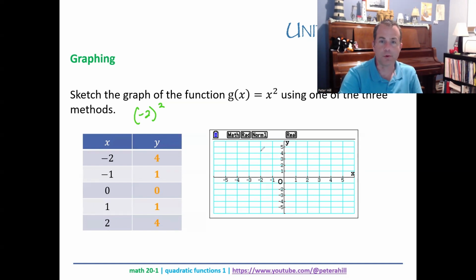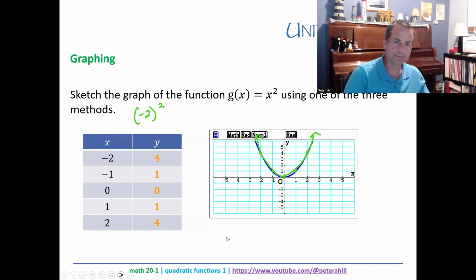I've got -2, 4. I've got -1, 1, 0, 1, 1, 1, and 2, 4. Okay, and then I can see that parabolic shape, so it's a parabola there. Okay, and that's what we're going to spend lots of time on over the next few lessons, is dealing with that shape.